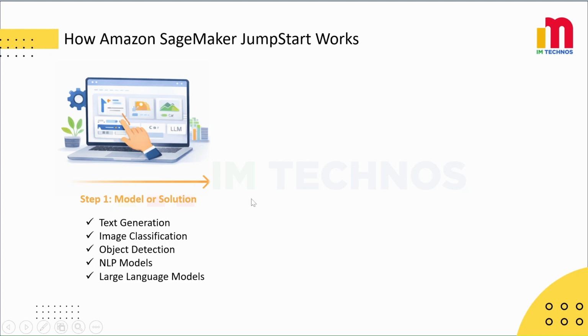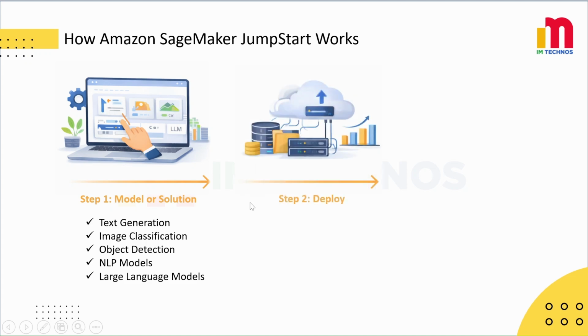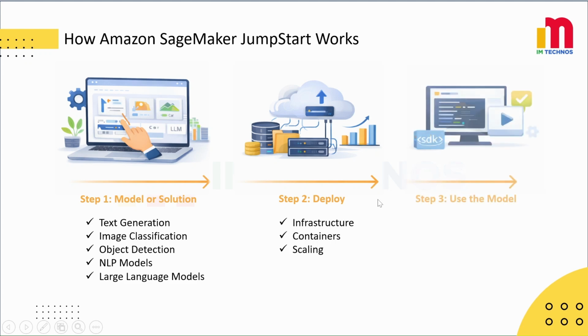Once you select a model, the next step is deployment. The good part is that AWS handles most of the heavy lifting automatically, including infrastructure support, container configuration, scaling, and resource management. This means you don't need to manually manage servers or complex ML environments. After the model is deployed, it becomes available for use. You can interact with the model through different methods such as APIs, SDKs, or integrate it directly into your application, so that the entire process becomes very fast and beginner friendly.